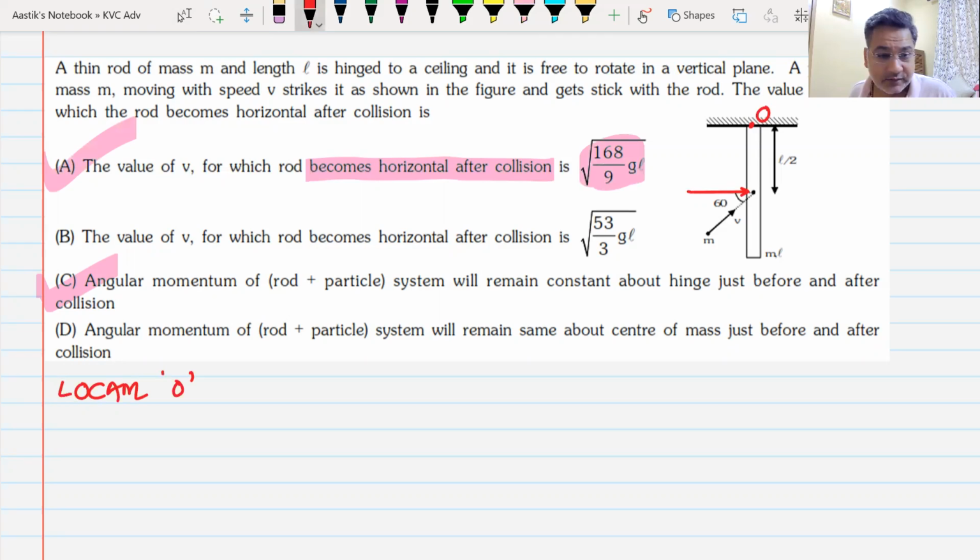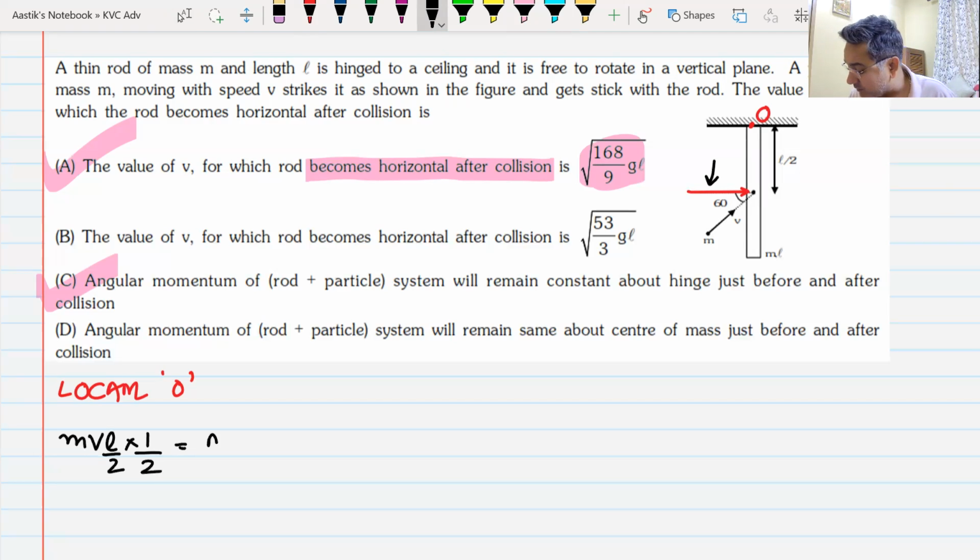How do you apply it about the point O? You have to find out the initial angular momentum. Initial angular momentum is m v into L by 2 into cos of 60. Yes or no? So cos of 60 is half. You can find out this component of velocity. That will be v cos 60. Yes or no? Yes, sir. So m v into L by 2 into 1 by 2. That is the initial angular momentum, and it sticks to it.